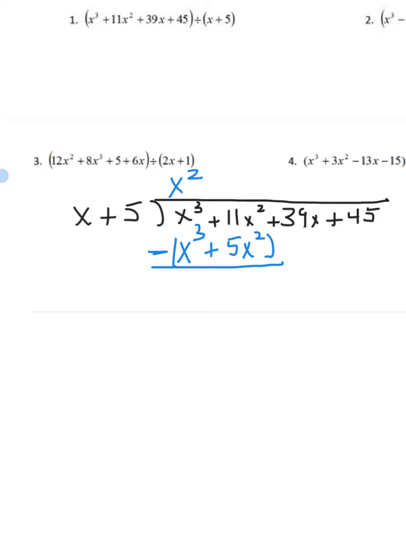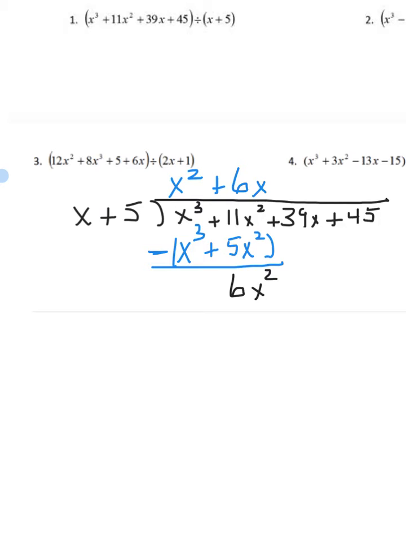Now x to the third power minus x to the third power is just going to be 0, so we don't need to write anything down. But 11x squared minus 5x squared is going to give me 6x squared. And now I'm going to do it all over again. How many times will this x go into this 6x squared? Or you could also say, what would I need to multiply times x to get 6x squared? Well, I need to multiply a positive 6x.